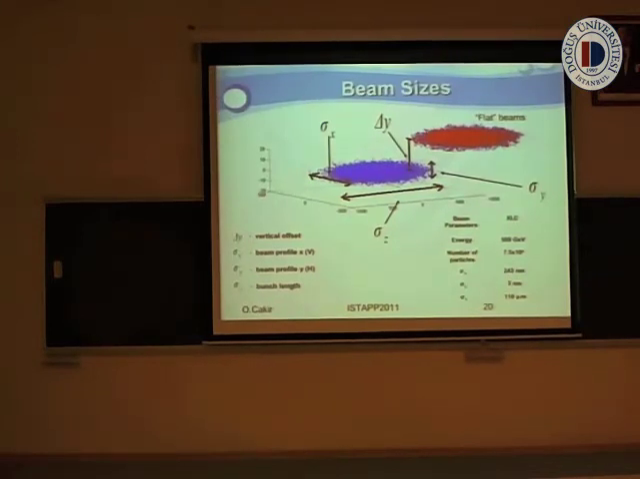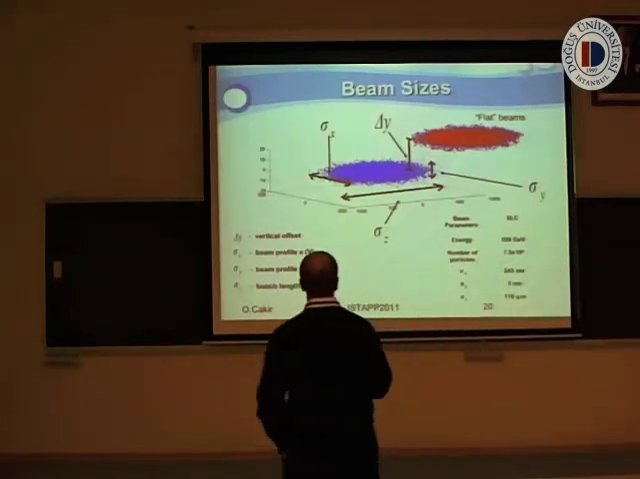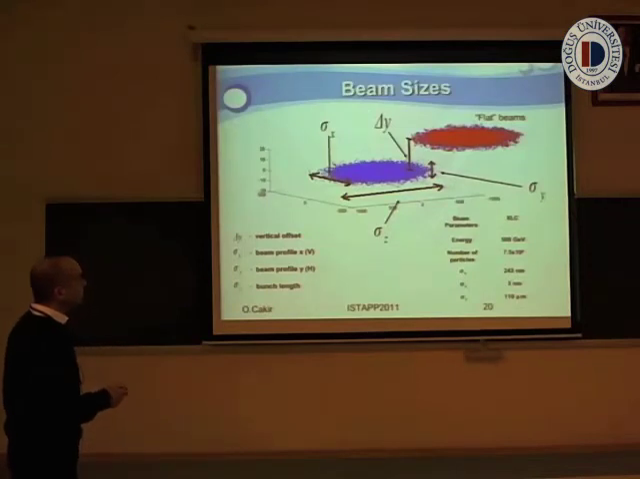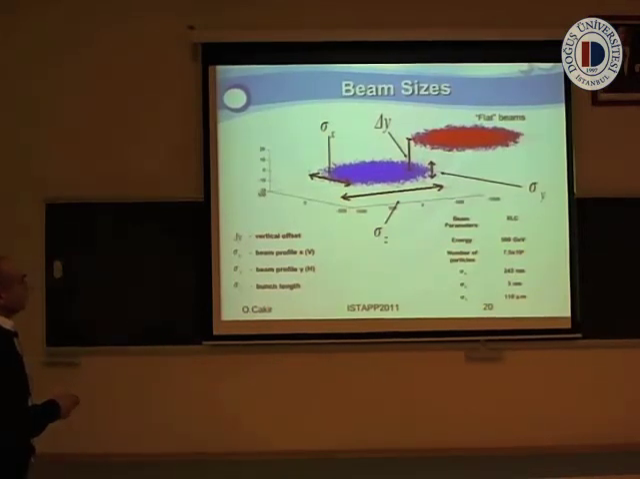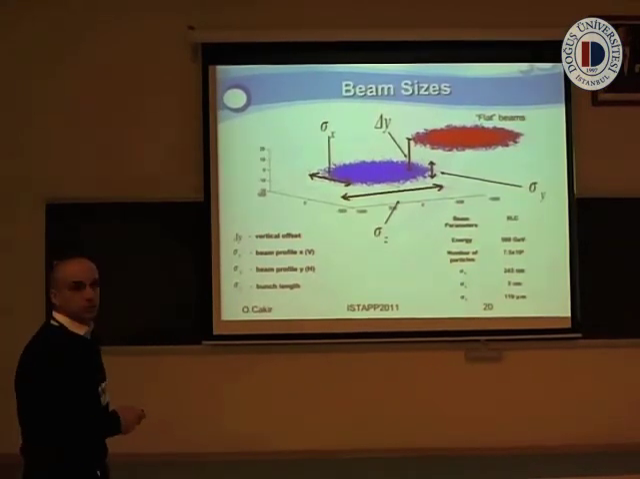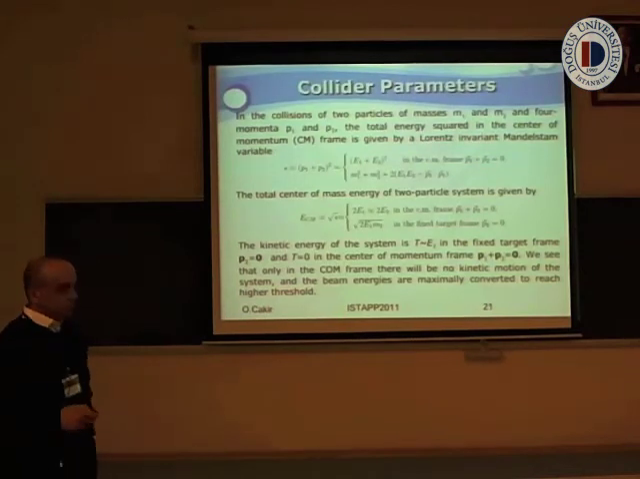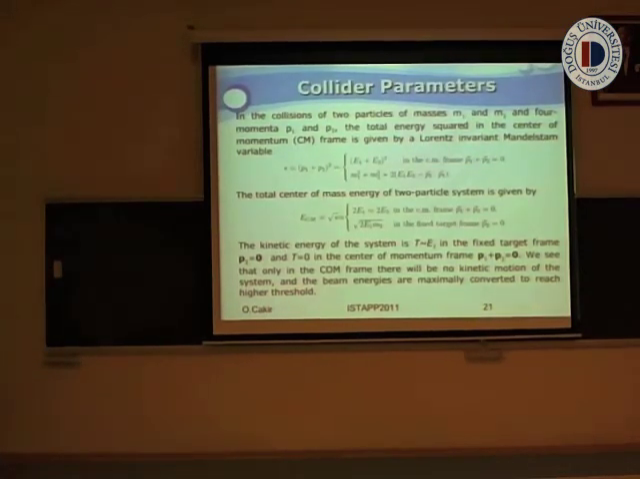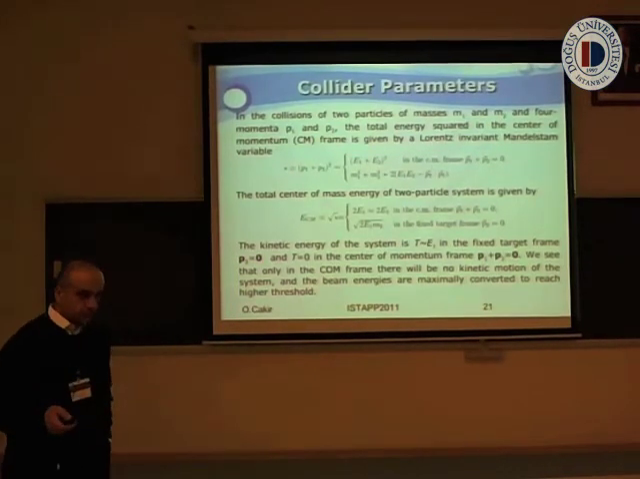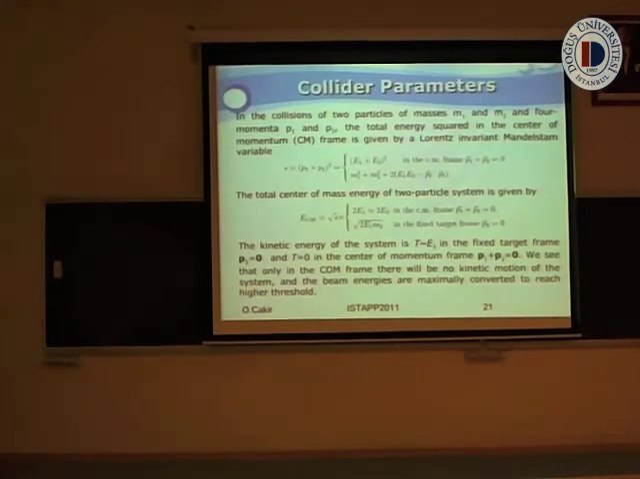Okay, beam size. If they are flat beams, for example, like this one, in the vertical, for example, this one, sigma x, sigma z here, and sigma y here. And the vertical offset is denoted by delta y here. We have two beams, and they will collide. So we can calculate the luminosity by using this structure. Okay, next. In the collider case, we have collider parameters. After beam parameters, we have collider parameters.